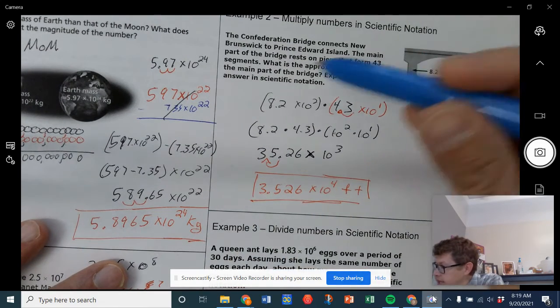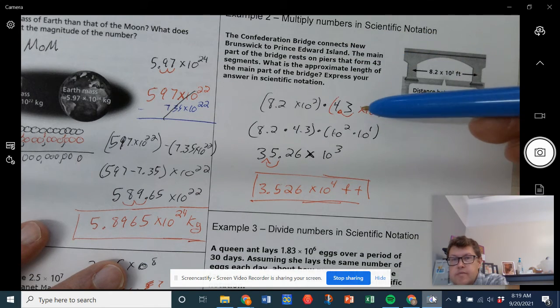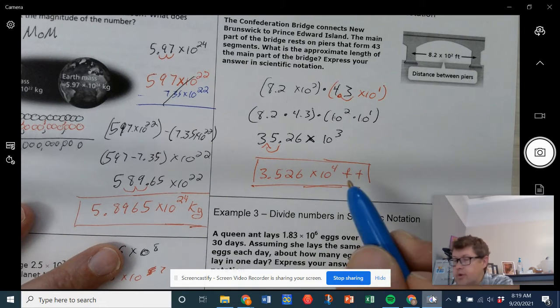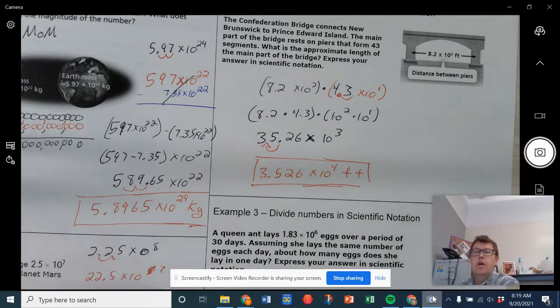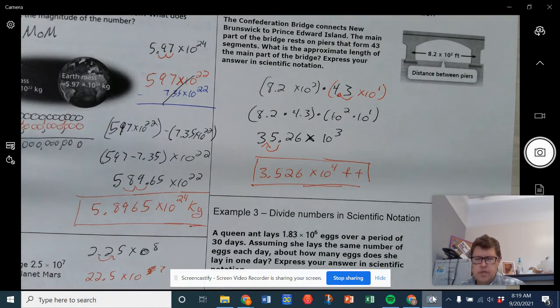So what's the approximate length of the main part of the bridge? That's 3.526 times 10 to the fourth, which is like 35,000 feet. Is that right? 7 miles? You just double check my math here. So 8.2 times 10 squared is 820. And then times 43. Yeah, 35,000 feet long. Wow.